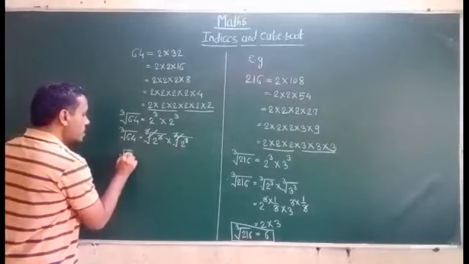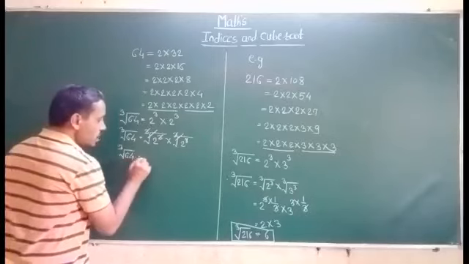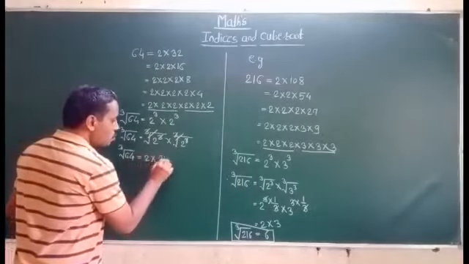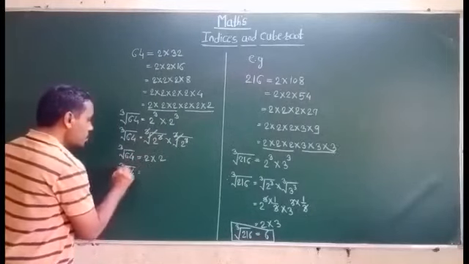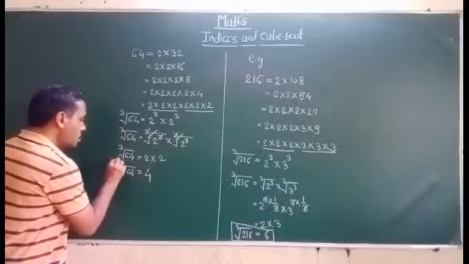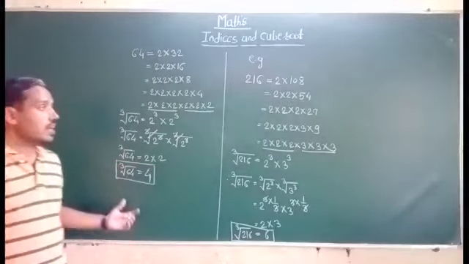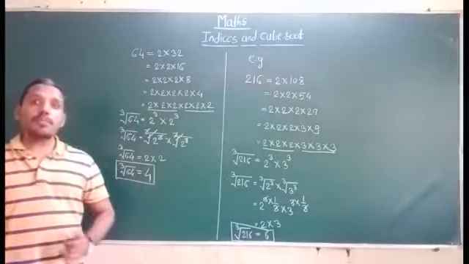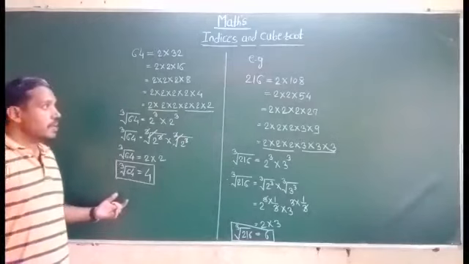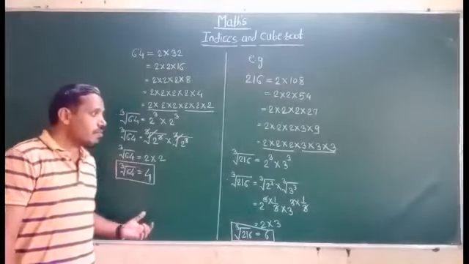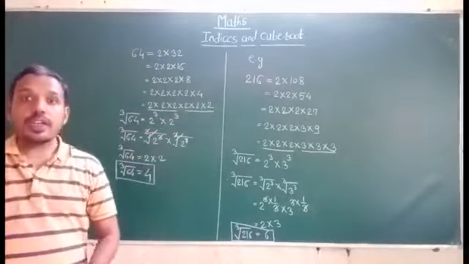So we get the answer: the cube root of 64 is 2 into 2. 2 2s are 4. That means the cube root of 64 is 4. In this way we can easily find the cube root of any number by using the prime factor method, and by using that method we will solve the practice set on cube roots in indices form.